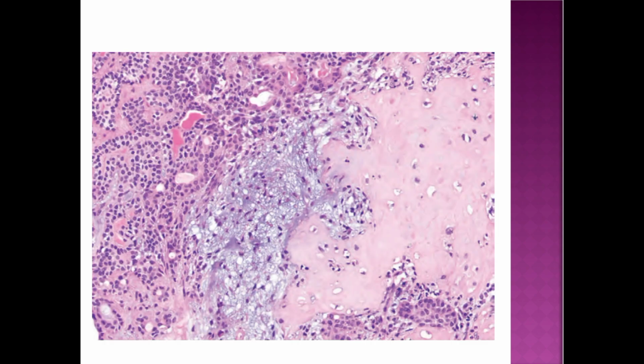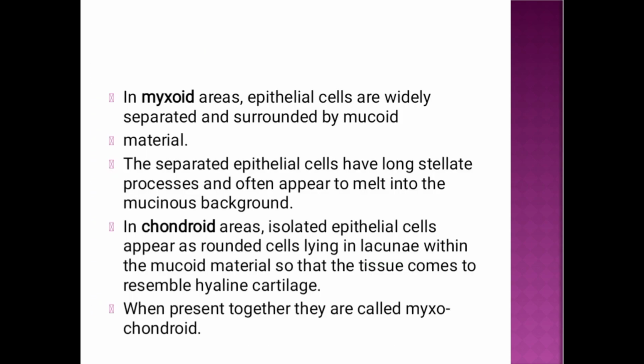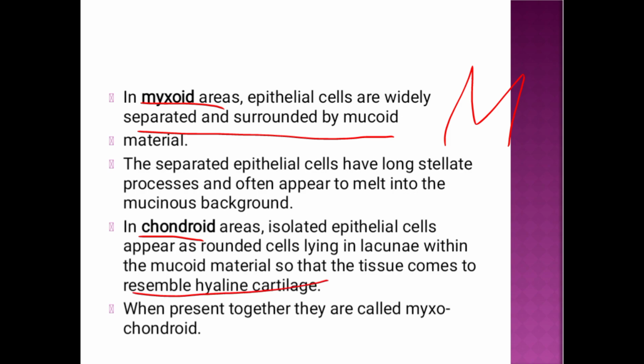Now let's discuss what is basically myxoid. Myxoid areas are epithelial cells that are widely separated and surrounded by mucoid material. The separated epithelial cells have long stellate processes and often appear to melt into the mucous background. In contrast, the isolated epithelial cells appear as round cells lying in lacunae within the mucoid media, so the tissue comes to resemble hyaline cartilage. When both are present together, it is called myxochondroid.